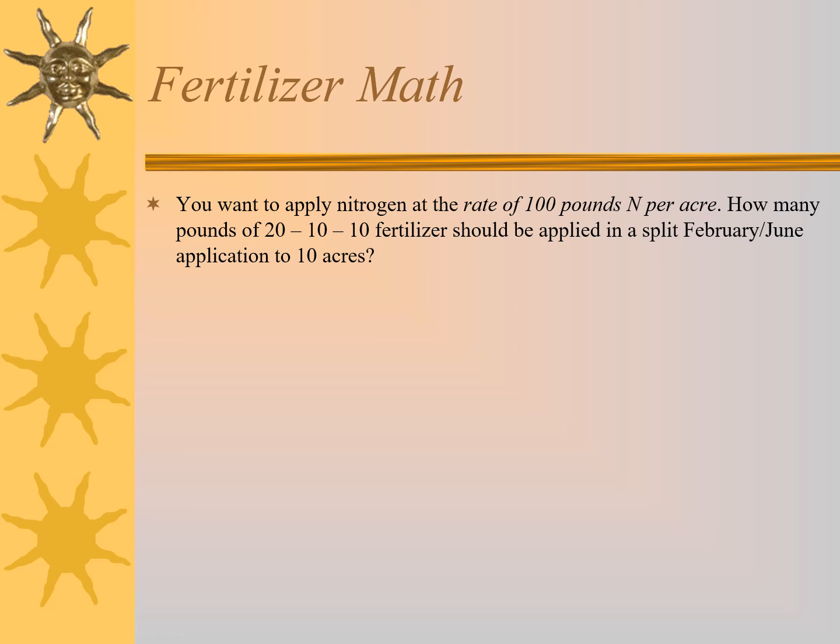This example is an example of applying fertilizer to trees that are growing out in the field. You want to apply nitrogen at a rate of 100 pounds of nitrogen per acre. How many pounds of a 20-10-10 fertilizer should be applied in a split February-June application to 10 acres of nursery stock?